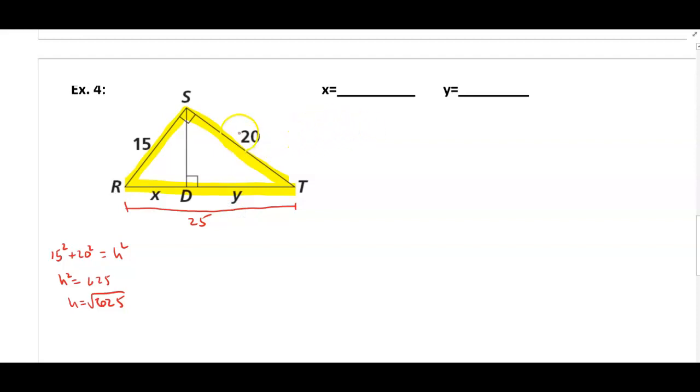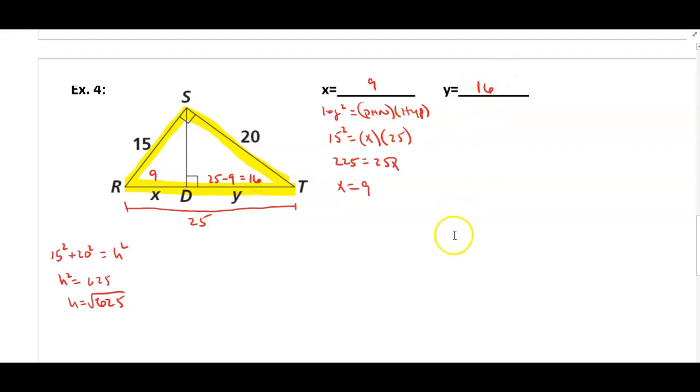Now, the nice part is, I can now use the leg squared formula to find x. Leg squared equals piece of the hypotenuse nearby times the whole hypotenuse. So, 15 squared equals x times the whole hypotenuse, 25. So, 225 equals 25x. x is equal to 225 divided by 25, which gives you 9. So right away I know x is 9. Now I could do the same thing using the other leg to find y, but why work that hard? If the whole hypotenuse is 25 and x is 9, isn't y just going to be 25 minus 9, which would give you 16? Okay.